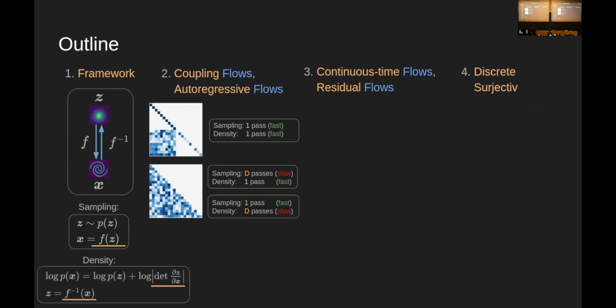So that takes us back to the outline again. We have now talked about coupling flows and also implemented them. They are fast in both directions using this structured sparsity. And we have talked a little bit about autoregressive flows, which are either fast to compute the density for or fast to sample from. We have to choose. And now we'll look a bit at continuous time flows and residual flows.